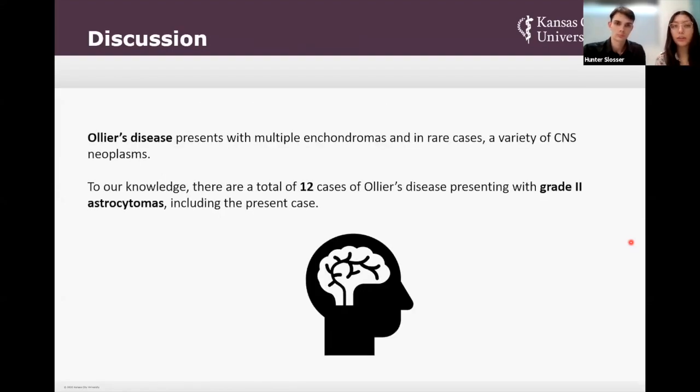So just to recap a little bit, Ollier's disease presents with multiple enchondromas and, in rare cases, a variety of CNS neoplasms. To our knowledge, there are only 12 cases of Ollier's disease presenting with these grade 2 astrocytomas, including the present case today.